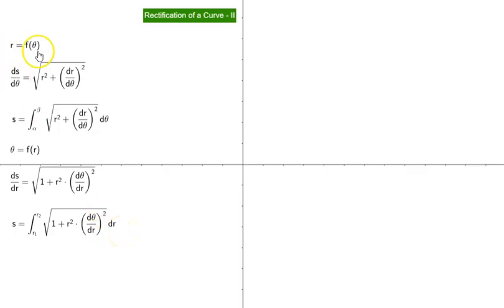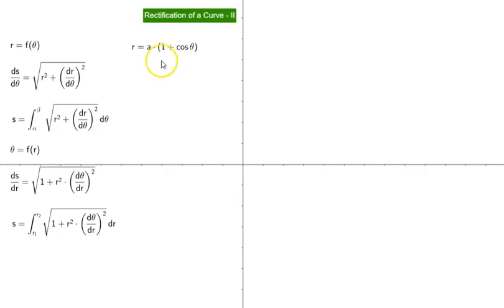So here the radius vector is equal to f of theta. That is, the radius vector is a function of theta. Here theta is a function of r. Now let's look at an example.